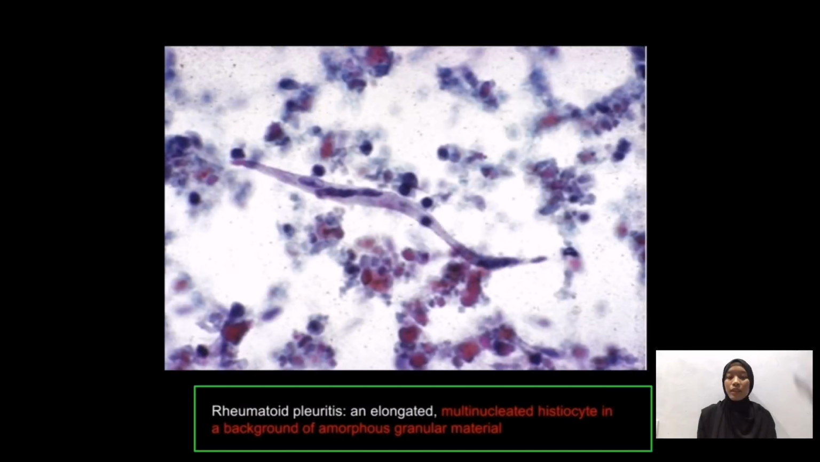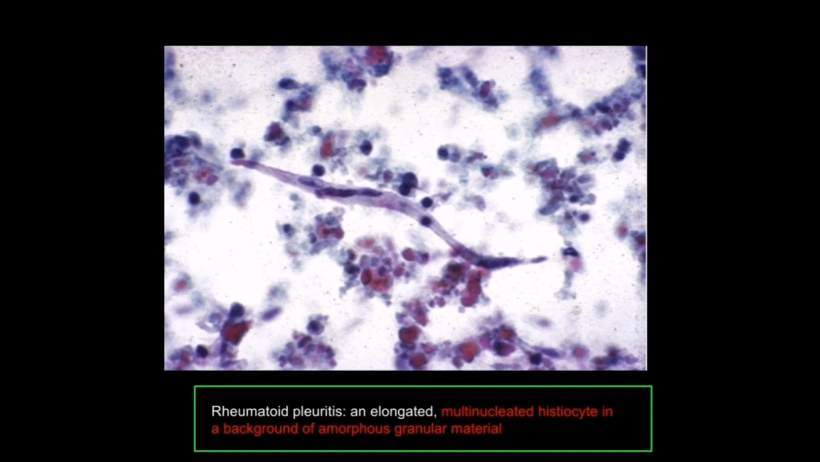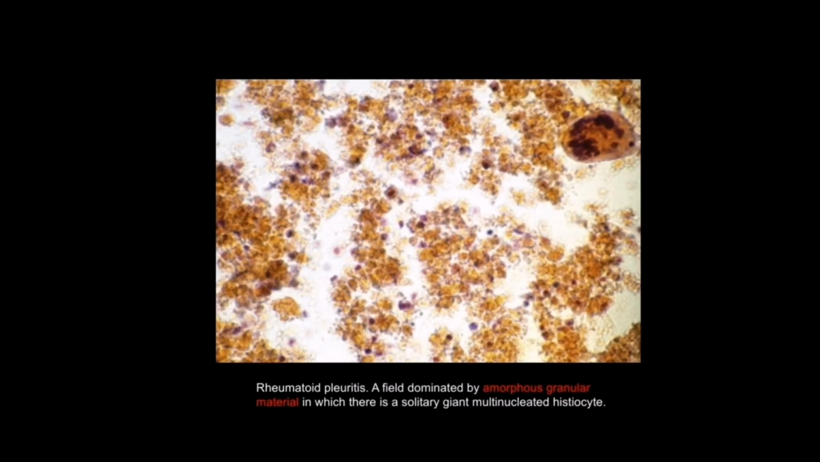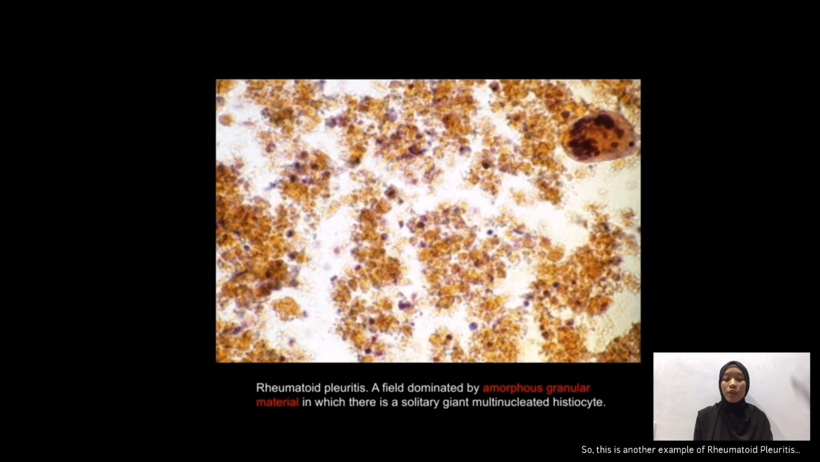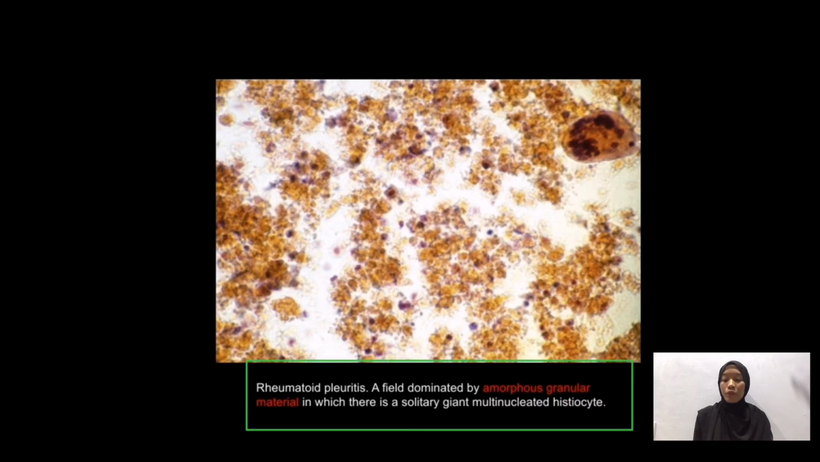So this is rheumatoid pleuritis. It shows an elongated multinucleated histiocyte in a background of amorphous granular material. So this is another example of rheumatoid pleuritis. We can see that the field is dominated by amorphous granular material in which there is a solitary giant multinucleated histiocyte.